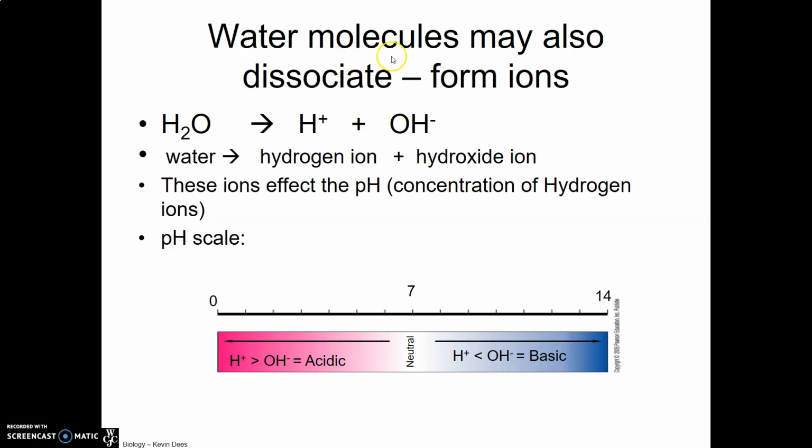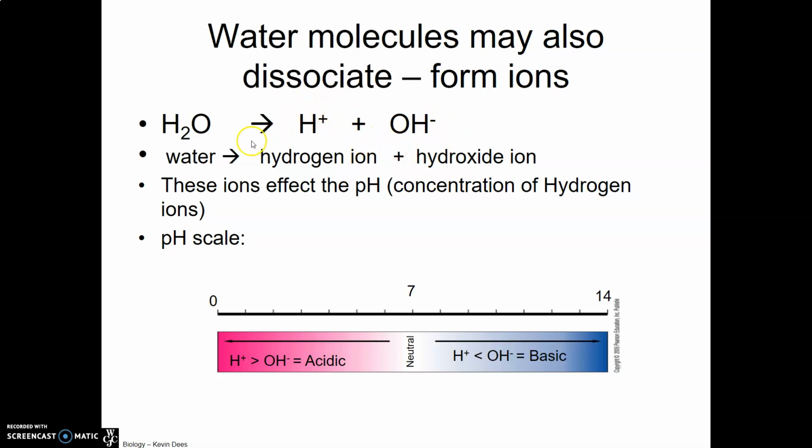All right, this is part 3 of our basic chemistry lecture. So water molecules may also dissociate or form ions. If we look at this simple reaction, a water molecule may dissociate to form a hydrogen ion and a hydroxide ion. Notice that the hydrogen ion has a positive charge while the hydroxide ion has a negative charge.